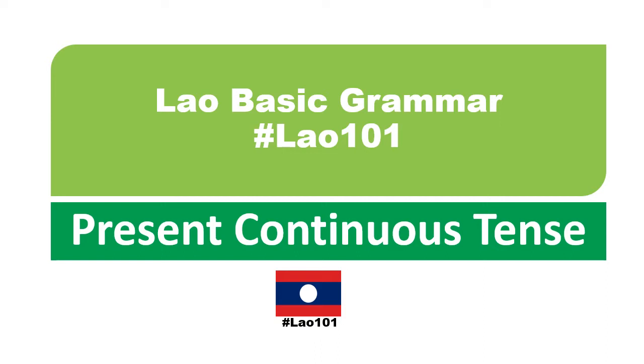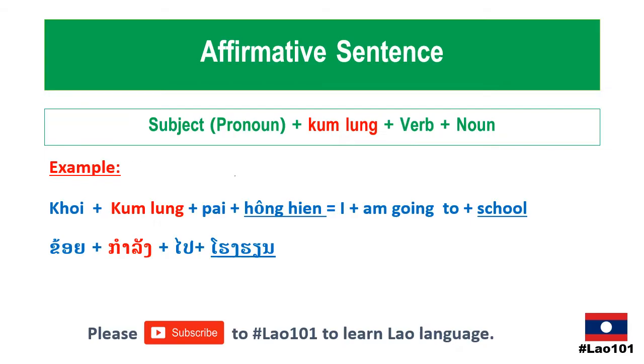And today we are going to learn about grammar lessons on present continuous. Let's begin with the affirmative sentence. The structure for present continuous is that you begin with subject or pronoun and then the word kamlang. This is comparison to the ing word in English.